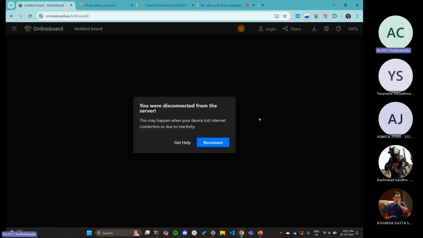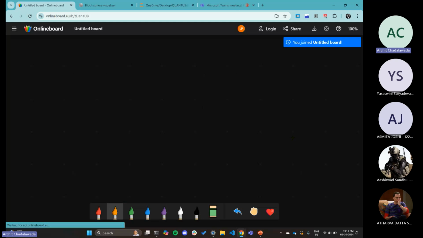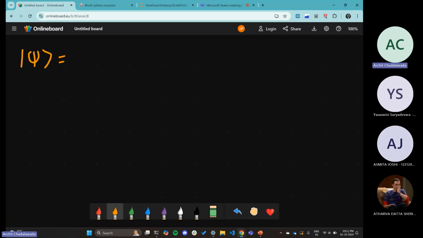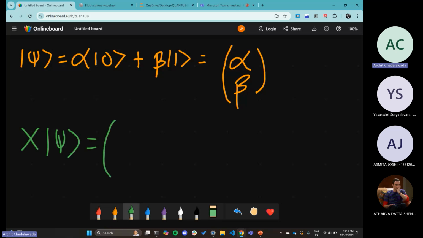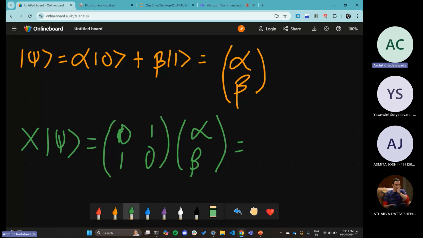If I consider some generic state ket phi, which is alpha into ket 0 plus beta into ket 1, and represent this as a vector, it'll be alpha and beta. Now to apply the X gate onto this phi, it is as simple as multiplying the matrix for the X gate, which we saw was 0, 1, 1, 0, onto alpha, beta. What do we get? So let's do the multiplication.